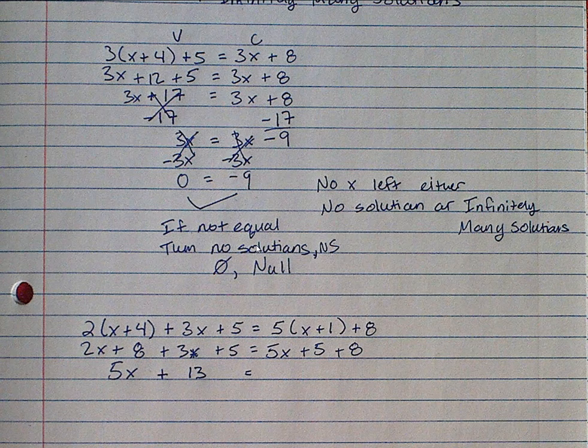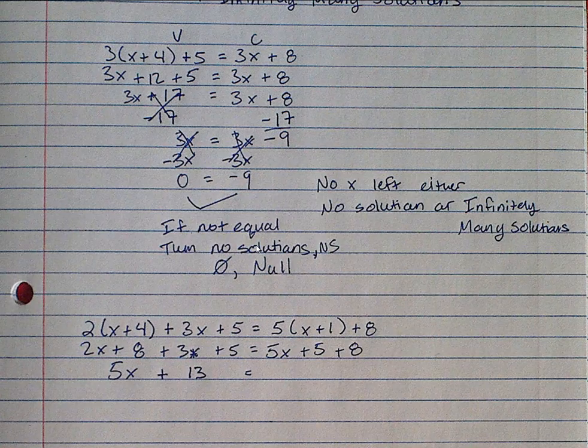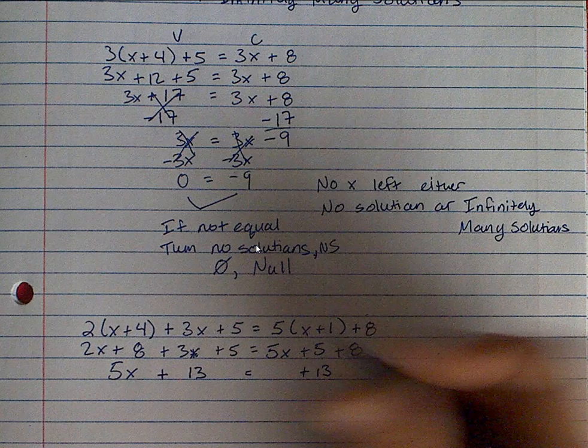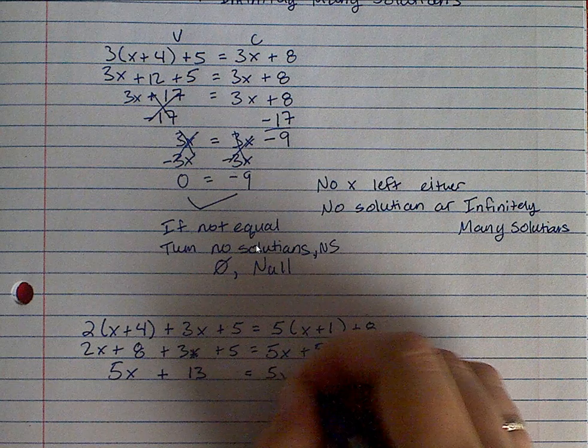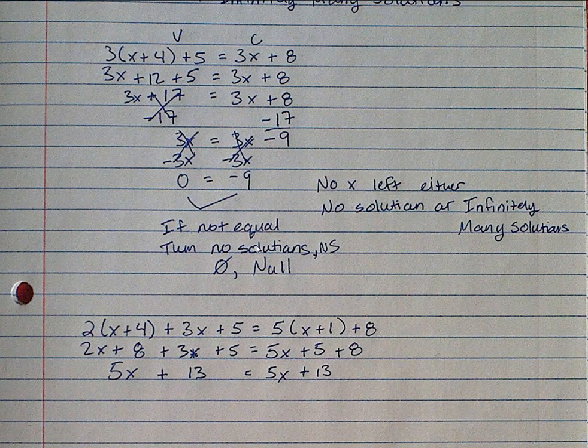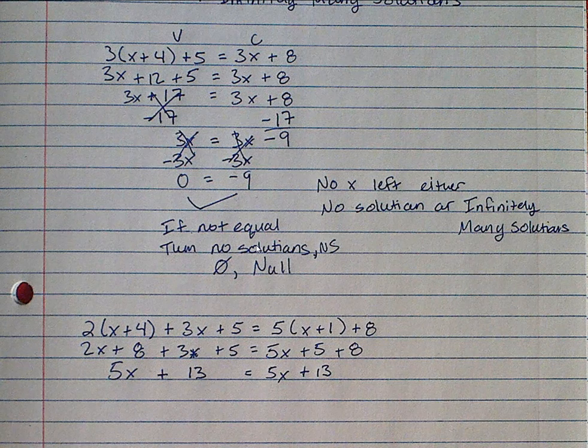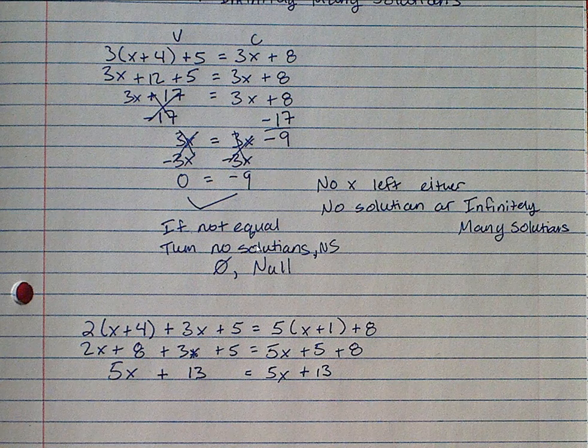8 and 5. So plus 5 and plus 8, what do they make? 13. So plus 13. Going to drop down 5x. All right, so I distributed. I combined like terms. Now I need to get constants to one side, variables to the other.